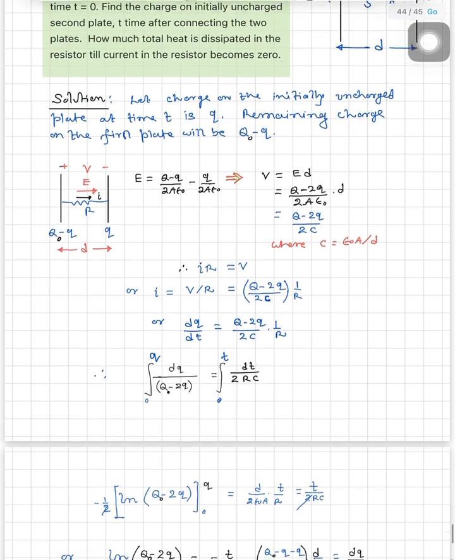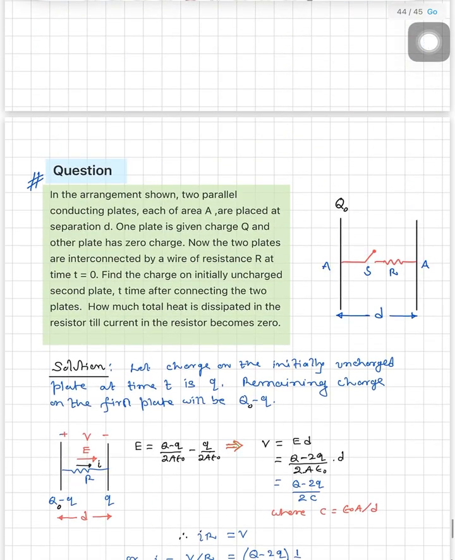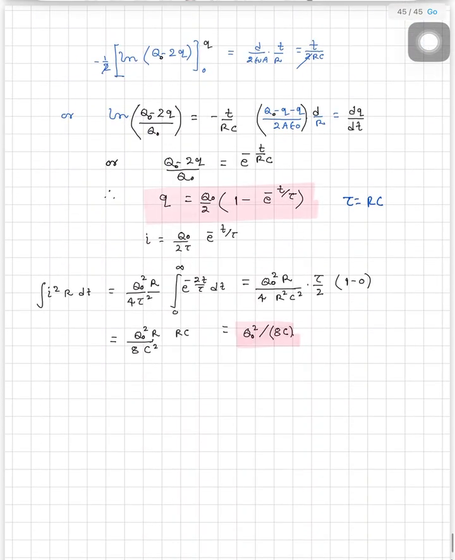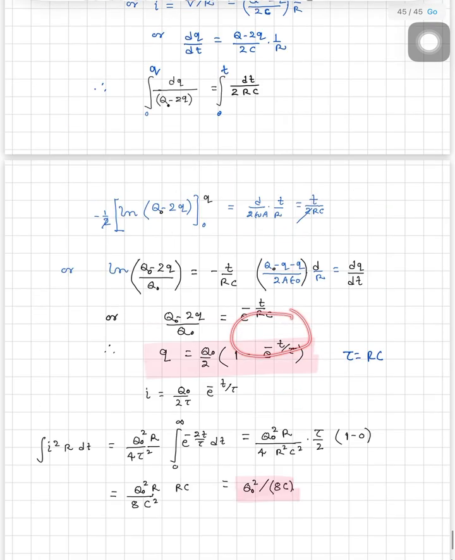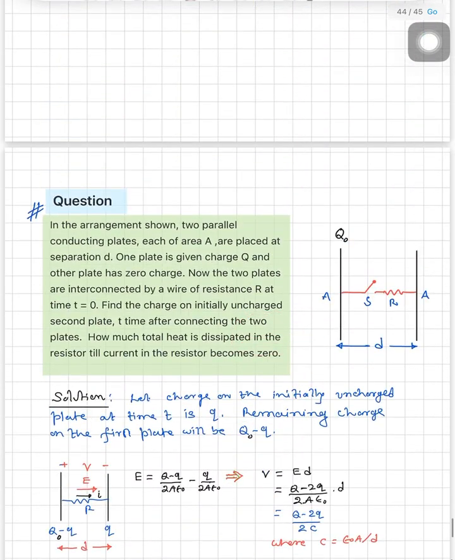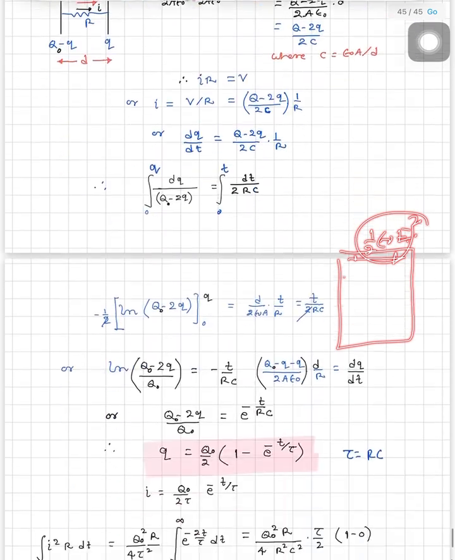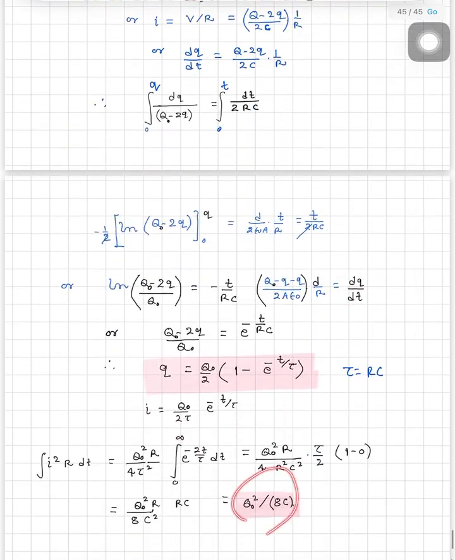And if you want to verify why this much loss will take place, I am giving this hint. Find the energy density for the initial field, and then calculate half epsilon naught E squared, and then multiply that energy density with this volume A into D. You can verify that the expression will be exactly this much.